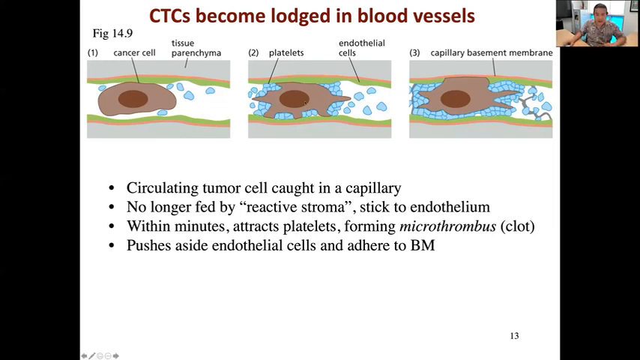Right? So as the cancer cell gets stuck there, it begins to get coated with more and more platelets, as it continues to attract platelets. Right? And then it forms basically a little microscopic clot. Right? So it forms a microthrombus, right, which is a blood clot. Right? So again, this is another example of our body's physiology being fooled into helping the cancer cell.